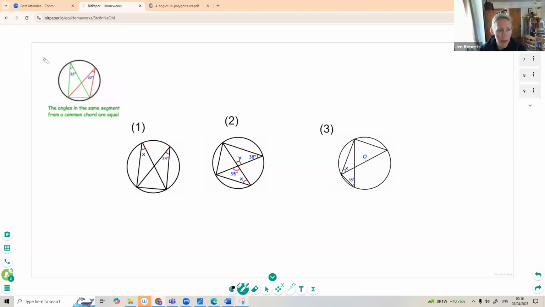Okay, have a go at these three yourself. Put me on pause and see how you get on. First one, x is 24.